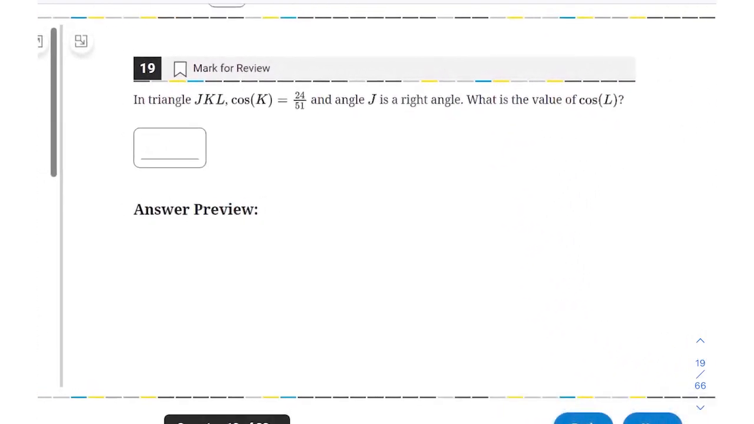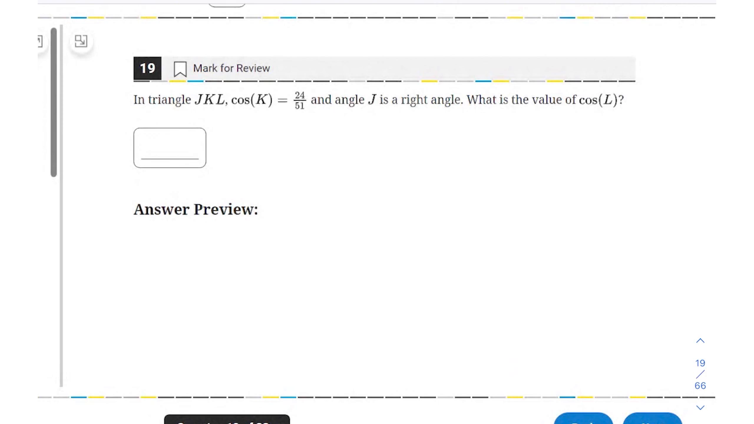Now let's try question 19. For this one, they describe a triangle and they say that the cosine of K is 24 over 51, and angle J is a right angle. What is the value of cosine of L? So this one, I would say, is probably going to be pretty tough to do mentally.